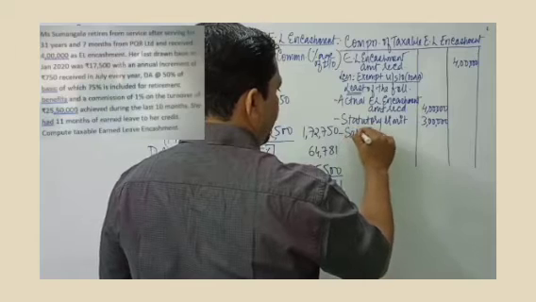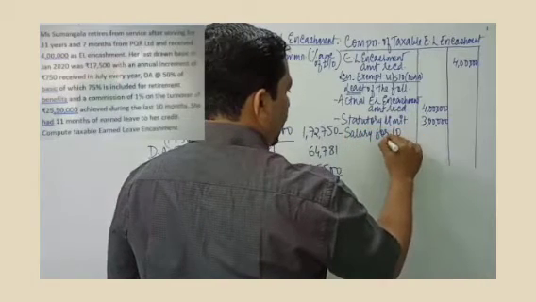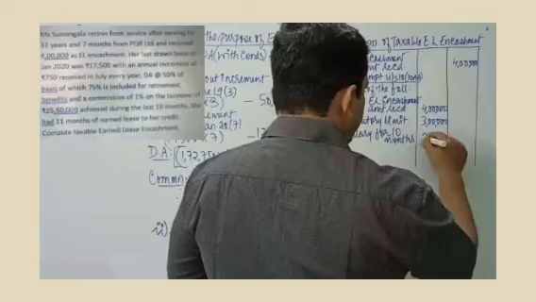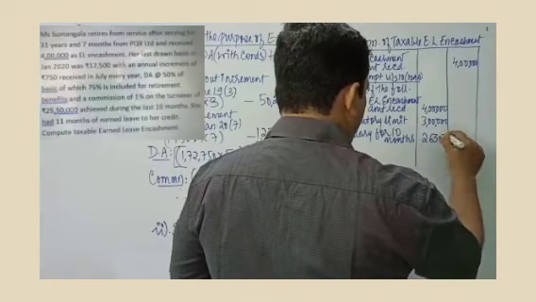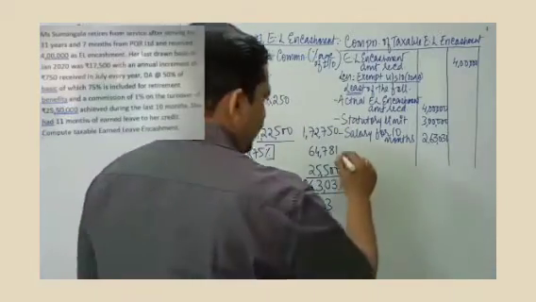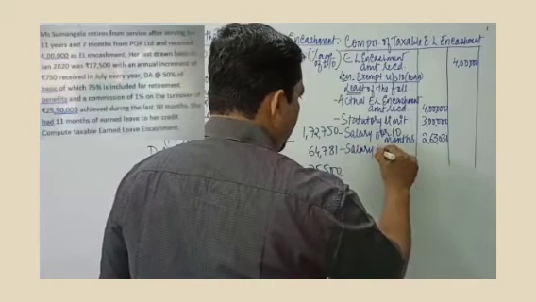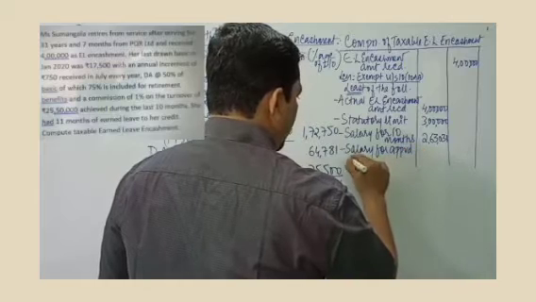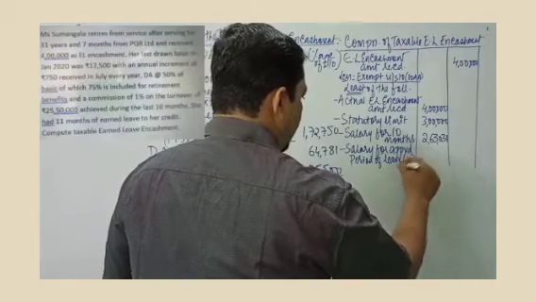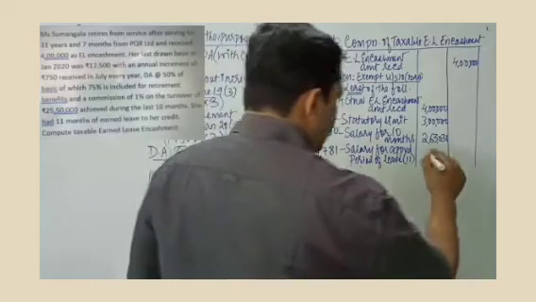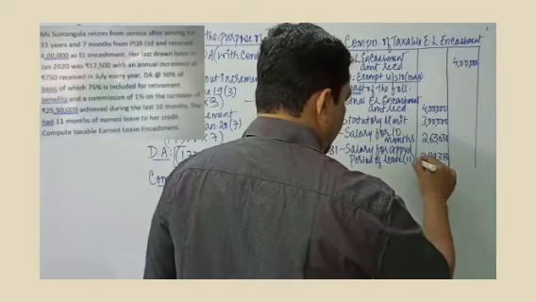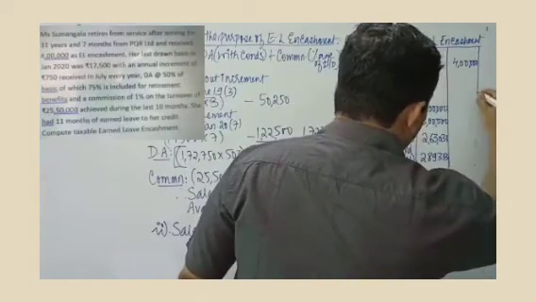Third is salary for 10 months. We have already calculated this particular number. We have it here: 2,63,031. And then we have the fourth criteria, salary for the approved period of leave. We already have that. The approved period of leave is very clearly given as 11 months. We have already calculated that. The number is 2,89,333.